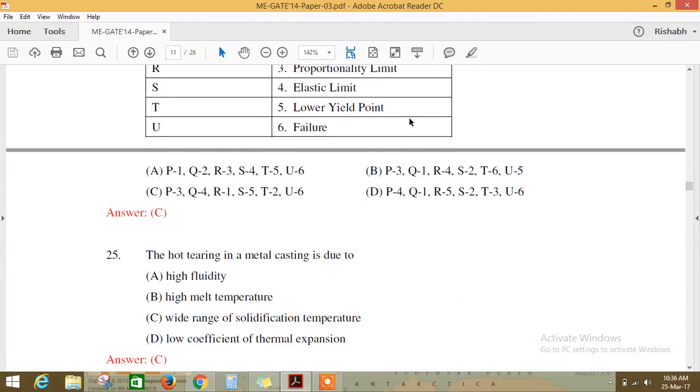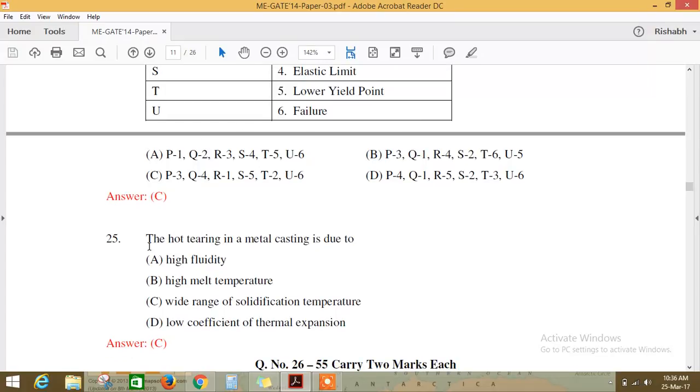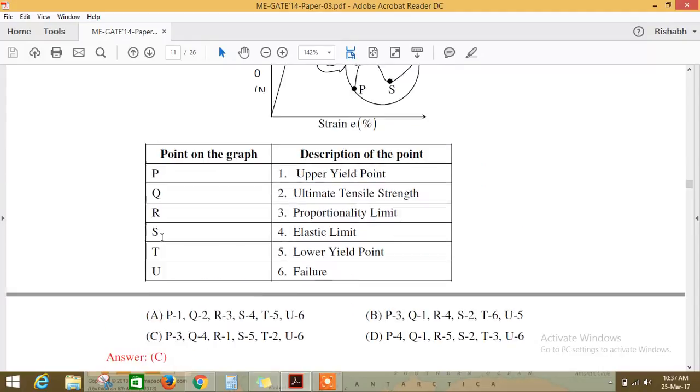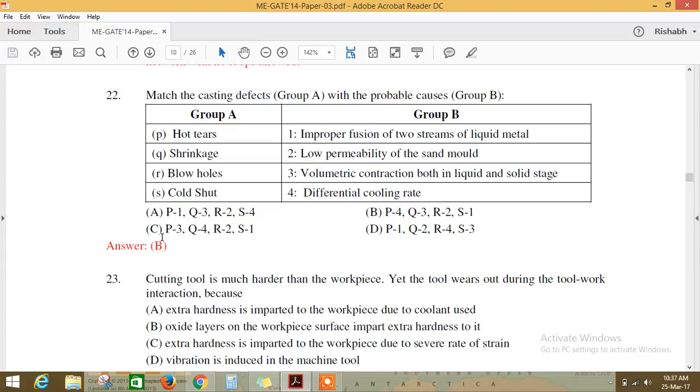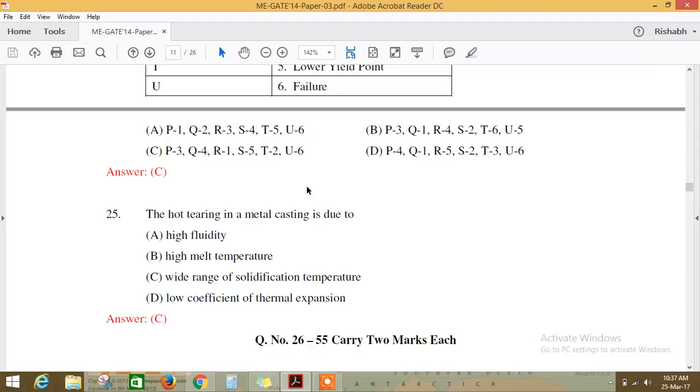Now let's see the last question. Again, it is the same as the question that got repeated in question number 23, the match the column question. You can see the previous question by rewinding the video. The hot tearing in the metal casting is due to, there the answer was, difference in cooling rate, the differential cooling rate. And here the answer is the same: wide range of solidification temperature. The cooling rate depends upon temperature basically.